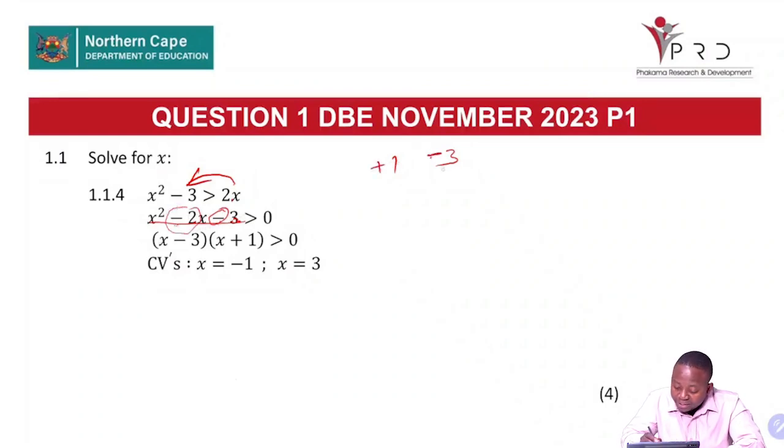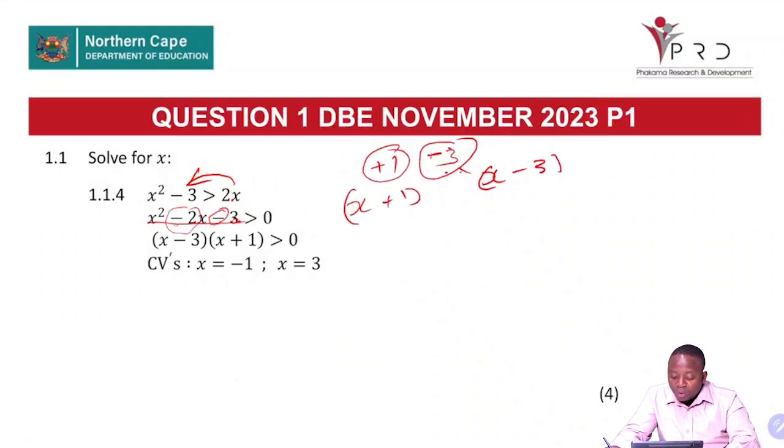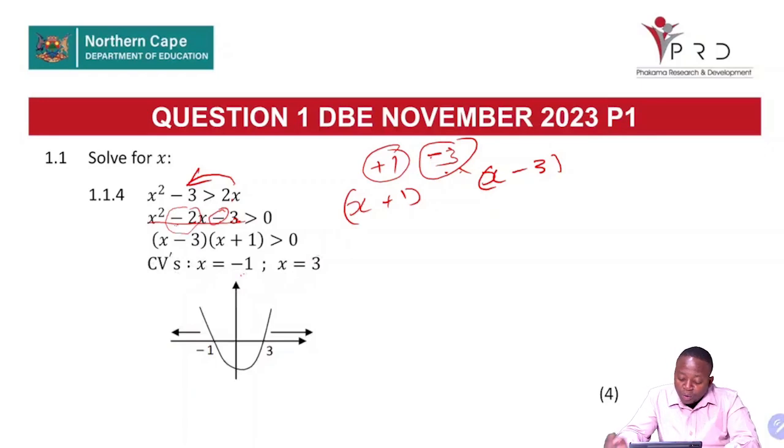Then we have x minus 3 for this one, and x plus 1 for that one. Thereafter, we look for the critical values. Our critical values in this case are x equals negative 1, and another one, x equals 3. So we plot those critical values in our Cartesian plane. We have negative 1 there, and 3 there.